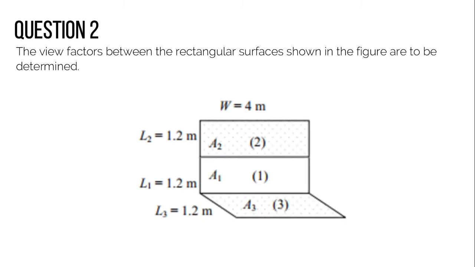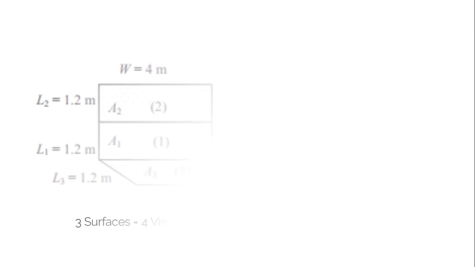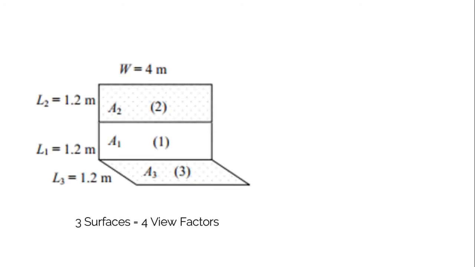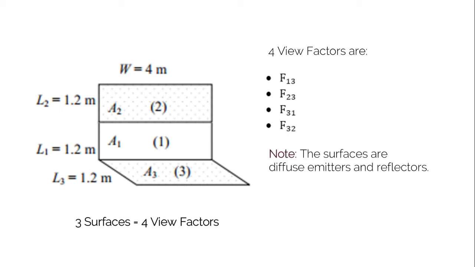For this question, the view factors between the rectangular surfaces shown in the figure are to be determined. From the figure, we can see that there are 3 surfaces that can produce 4 view factors. The view factors are F13, F23, F31, and F32. Then we also assume that the surfaces are diffuse emitters and reflectors.